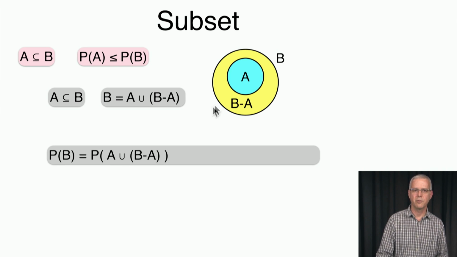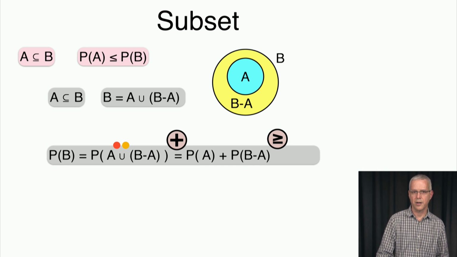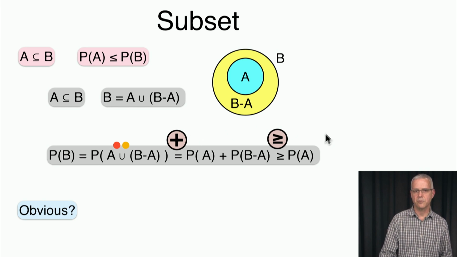And therefore the probability of B is the probability of this union. This union is a disjoint union, and therefore it's going to be the sum of these two probabilities: the probability of A plus the probability of B minus A. But the probability of B minus A is bigger than or equal to 0, and so by non-negativity, this is going to be bigger than or equal to the probability of A. So we got that the probability of B is bigger than or equal to the probability of A, as we wanted. That's what we want to show.